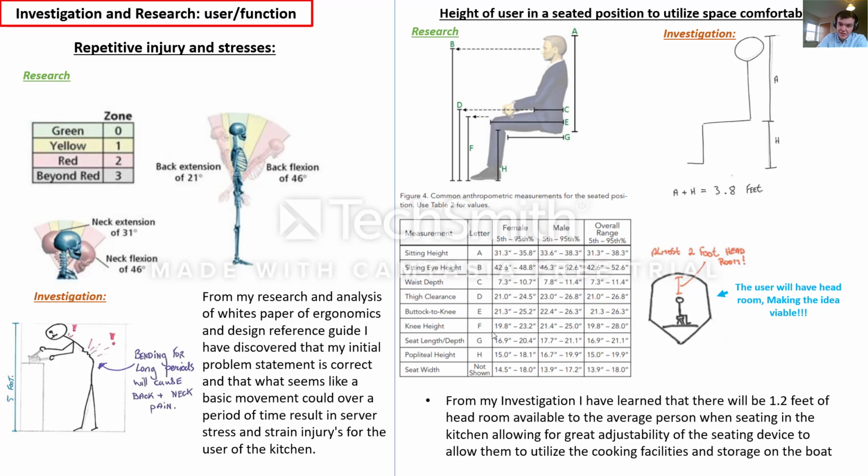So investigating is the more direct, and research is the broader area. And if you just look through them slides, you'll see how research is the broader details, and then investigation is where I just hone in on exactly what I need to know. Okay, same down here.